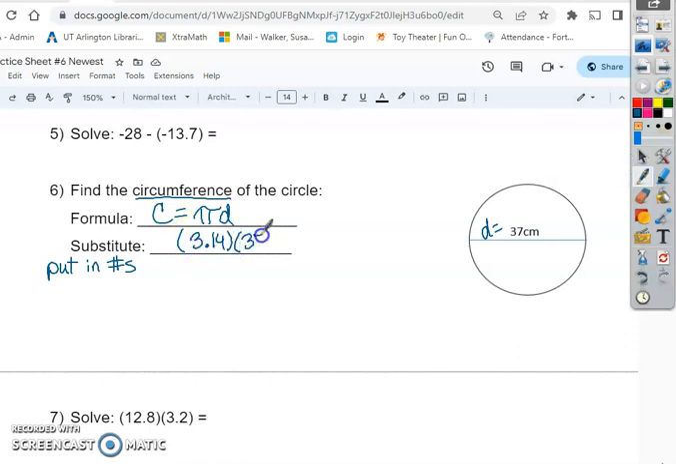And our diameter is 37. Okay? So multiply that. I'm just going to remind you, we don't line up decimals when we're multiplying and dividing. We only line them up when we're adding and subtracting. So your job is to multiply and then count over the spaces. Count over the spaces. Okay.